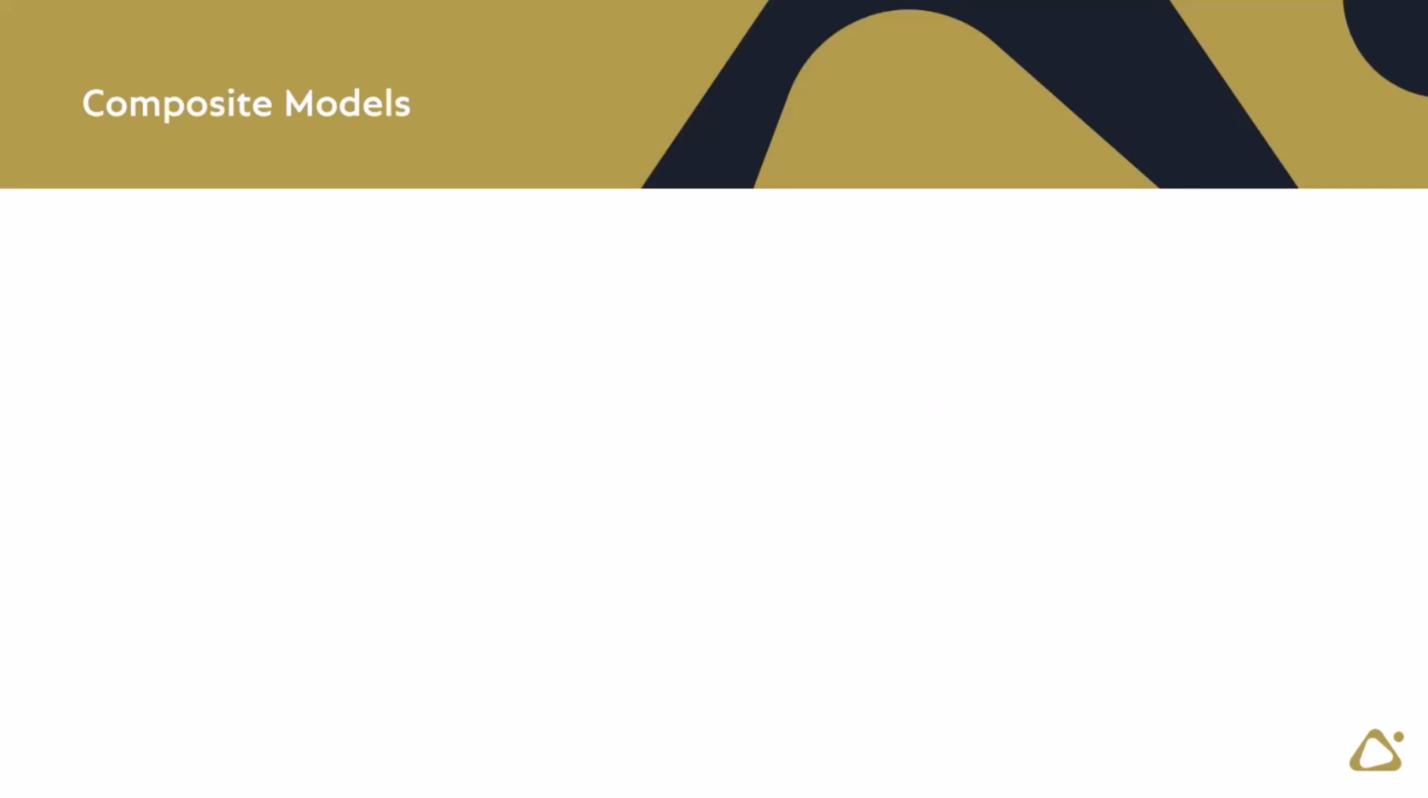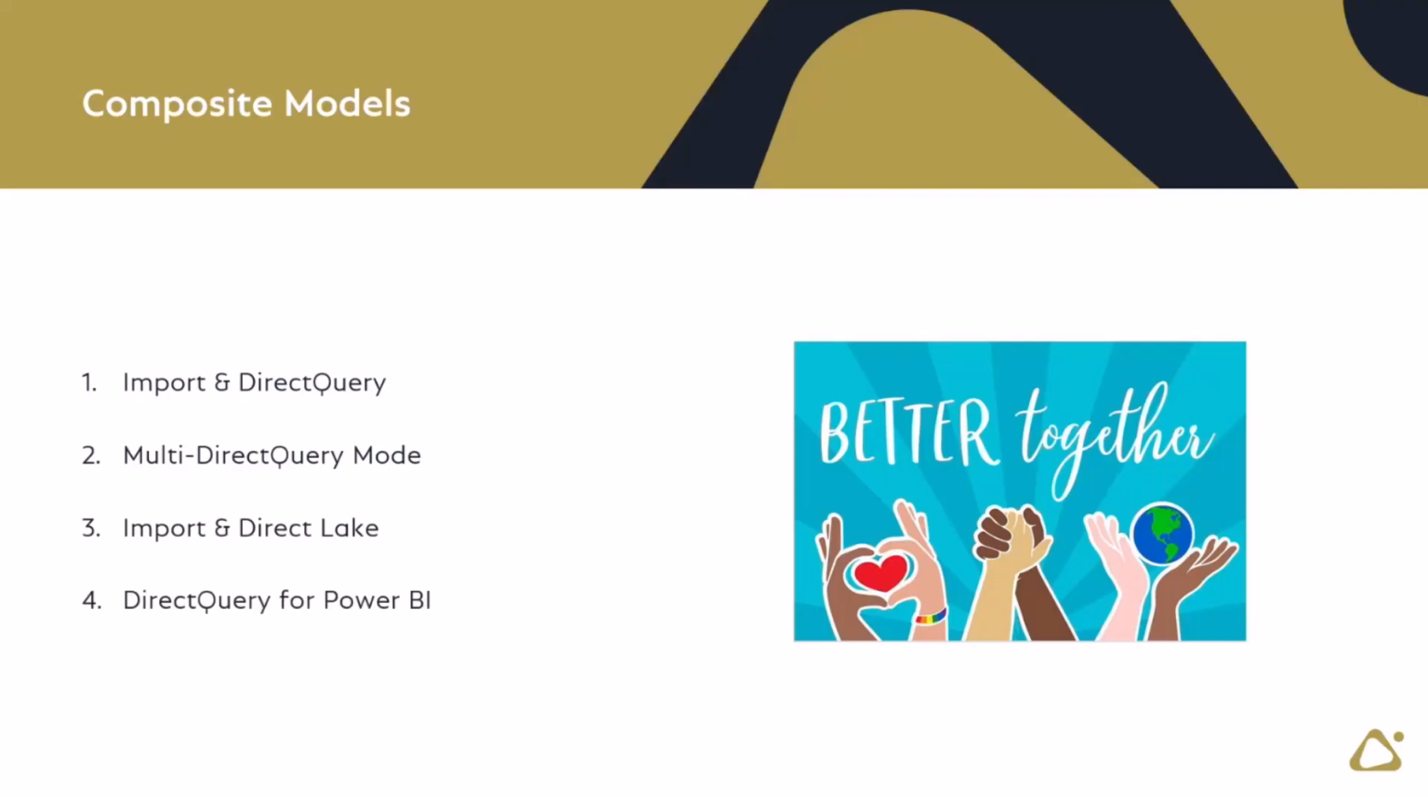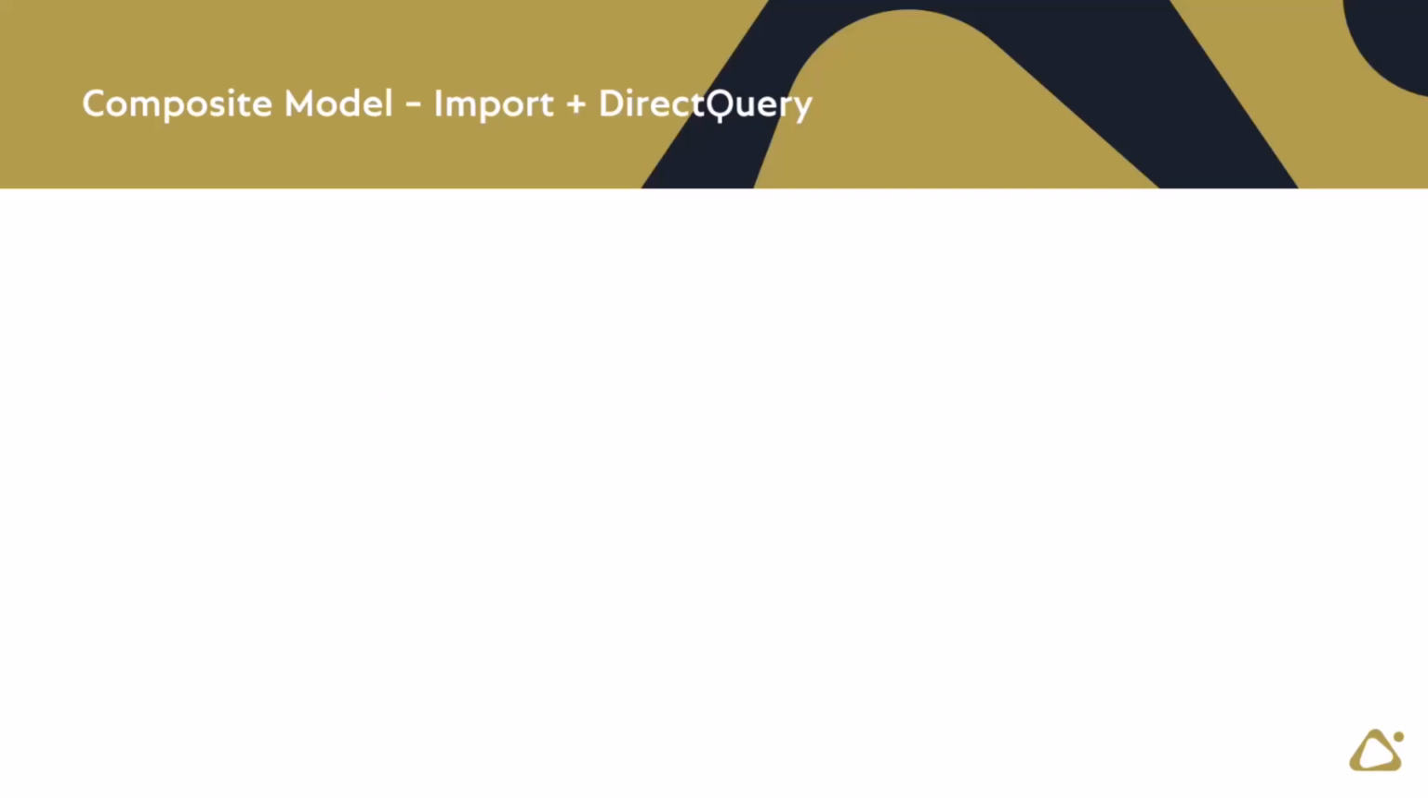If base models are about choosing one approach consistently, composite models are about combining approaches where it makes sense. Their motto is basically better together. With composite models, you can combine import and direct query, multiple direct query sources, import and direct lake, or even different semantic models together. So let's go through these scenarios one by one, starting with the classic combination of import and direct query.